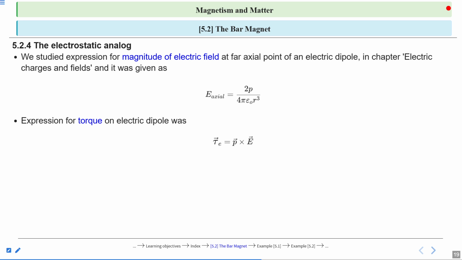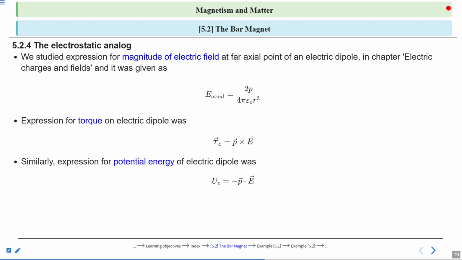The expression for torque on an electric dipole was tau E equal to P vector cross E vector. Similarly, the expression for potential energy of an electric dipole, in the chapter Electric Charges and Fields, U E, the electrostatic potential energy, is given by minus P vector dot E vector. Now similarly for magnetic field, these three formulas will be as follows.